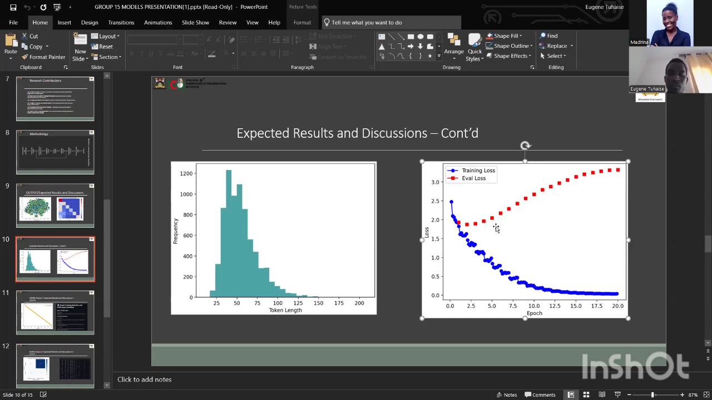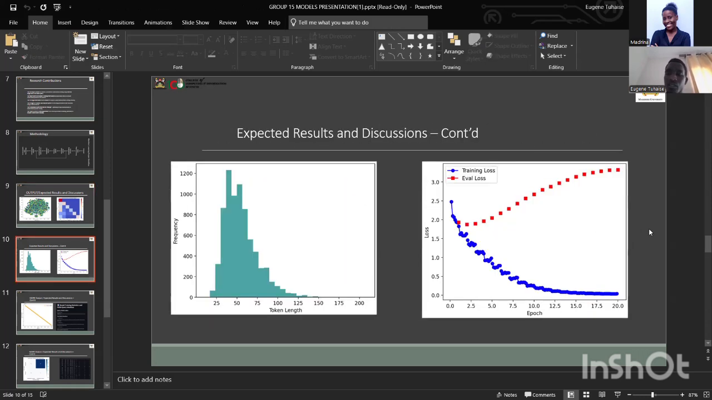Then the evaluation loss, as you can see, increases gradually as the epochs increase. However, in our case, when the evaluation loss is high and the training loss is low, it creates a situation of overfitting.